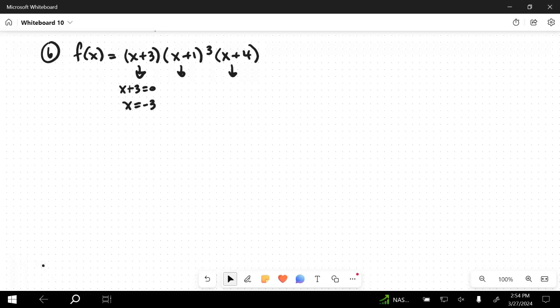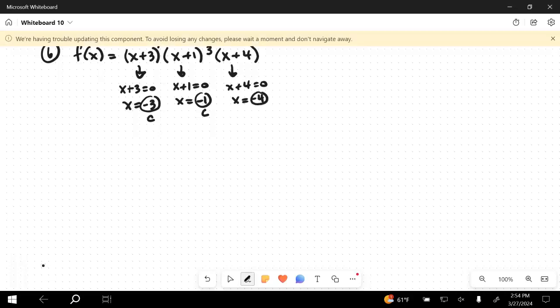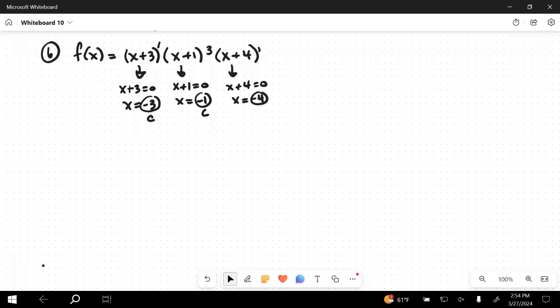We're going to get a negative 3. Because its multiplicity is 1, it's odd, it's going to cross. This one is going to give me, let's see, after setting it equal to 0, an x of negative 1. That is also an odd multiplicity, another cross. The x plus 4 is going to give me an x value of negative 4. It's got a multiplicity of 1, which means it will also be a cross.